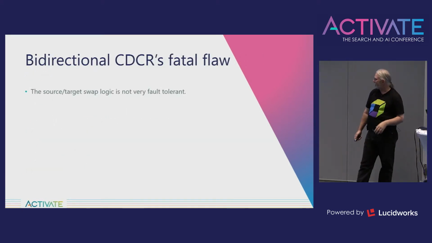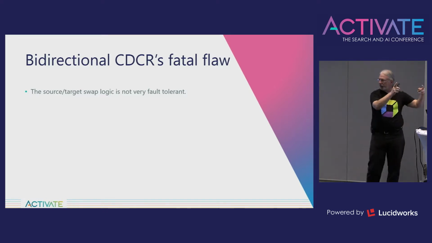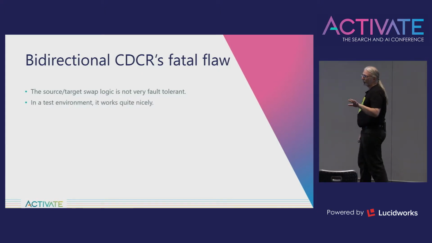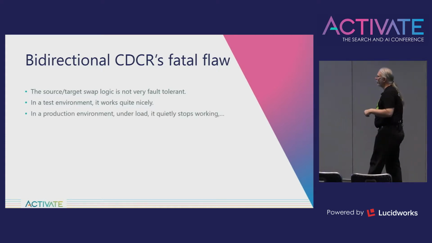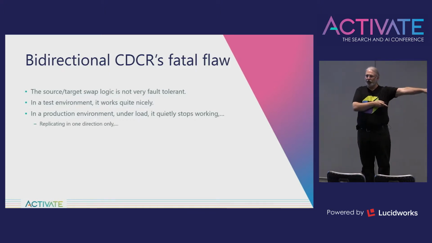What invariably happens is the source and target swap logic is not very fault tolerant. It wants to see nothing but indexing on one side and then a hard switch to nothing but indexing on the other side. When you're going back and forth and back and forth, it loses its mind. In a test environment, low traffic, it actually worked pretty well. In a production environment, it quietly went away. And the response you get is it replicates in one direction only, and in the target, you're accumulating T-log files like a banshee. Watch your disk space.